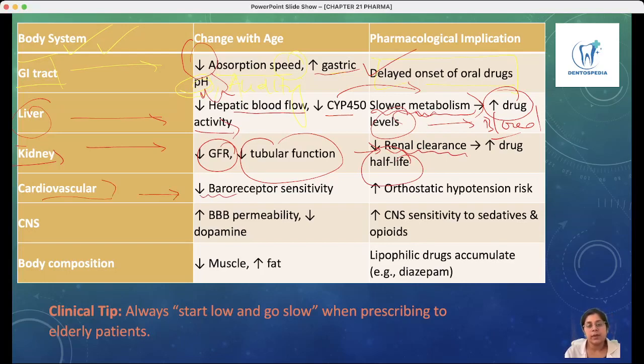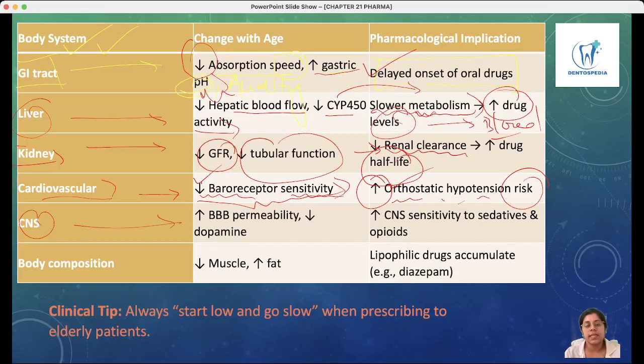Cardiovascular: a decrease in baroreceptor sensitivity, that is, an increase in orthostatic hypotension risk. You will be learning this in physiology. This is responsible for maintaining the blood pressure in our body, so it will be decreased. If it is decreased, there will be an increased chance of orthostatic hypotension, because when there is decreased blood pressure, the baroreceptor is activated and our body tries to compensate with an increase in blood pressure. So this will also be compromised.